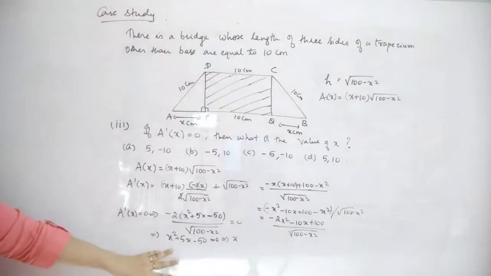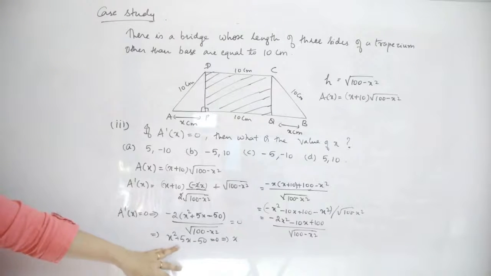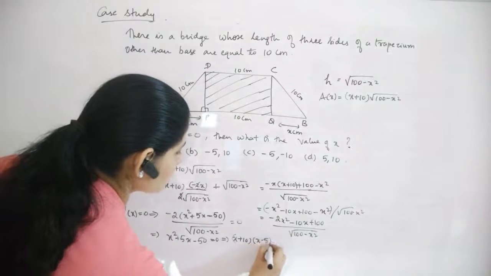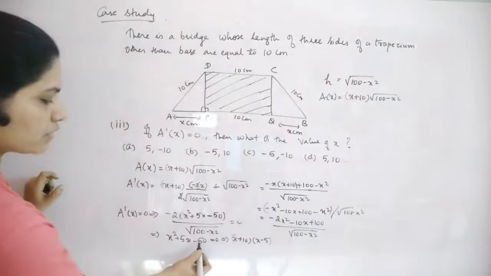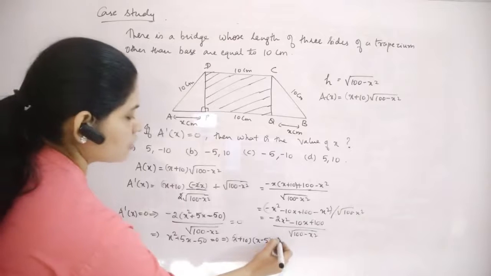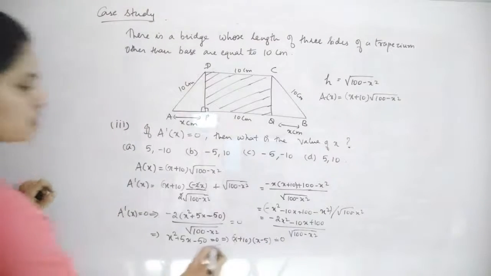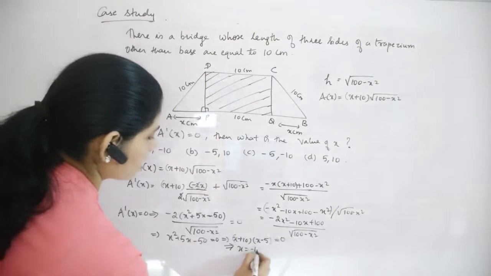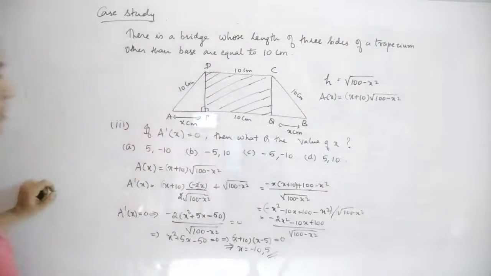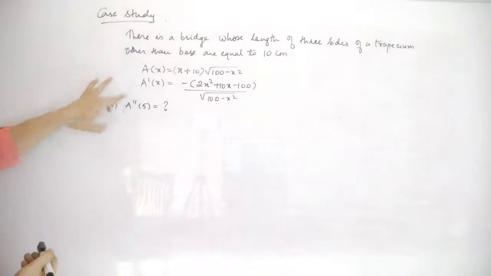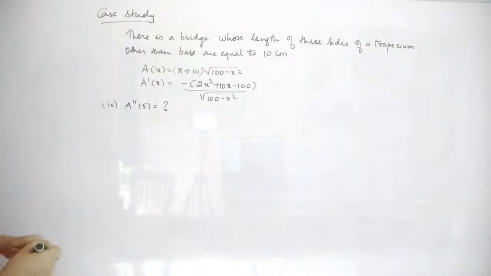How can you split and write this? As (x + 10) into (x − 5), correct? So what are you getting as the values of x? Therefore x can be −10 and 5. Which option? Option A. Okay, you have to find out what A''(5) is.